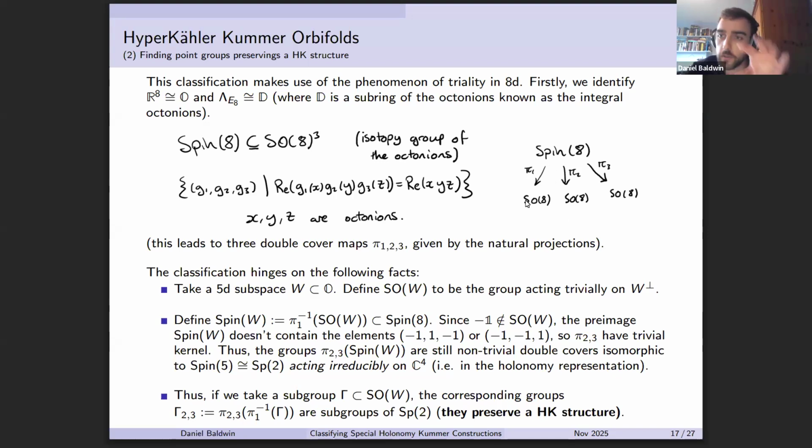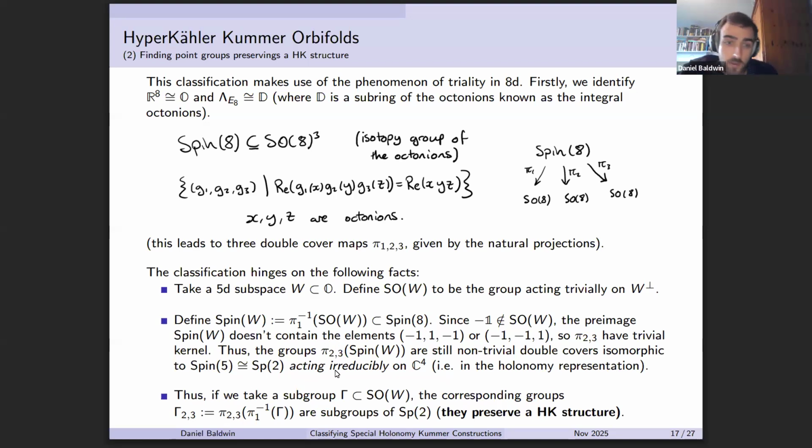So we started with this SOW in the first factor acting reducibly on R8. We took its pre-image under pi1 and then projected it onto one of the other two factors, and we obtained some group isomorphic to sp2 acting irreducibly on R8. And this representation is precisely the hyperKähler holonomy representation of sp2.